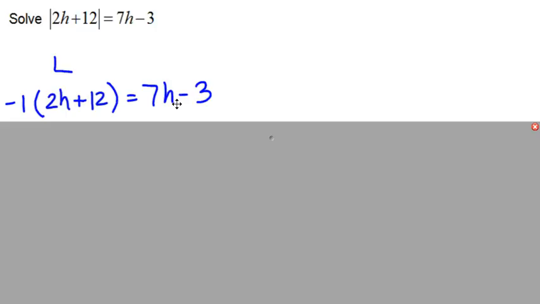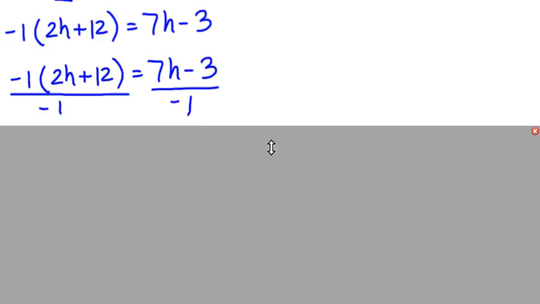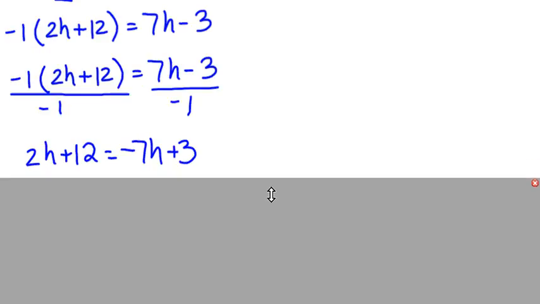Again, we want to undo this to solve for h. So our first step should be undoing the multiplication. So we would divide by negative 1. That would leave us with 2h plus 12 is equal to negative 7h plus 3.